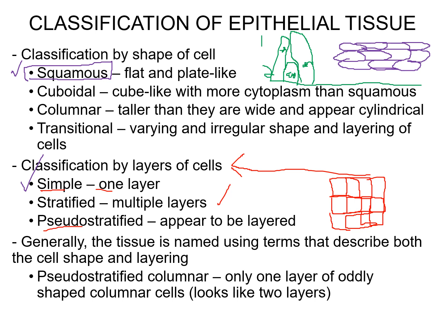If it looks like cubes, we call them cuboidal. So take a look where I have all those red squares. We have 3 layers of red squares. Since we have more than one layer, we call it stratified. And because they're cube-like, they're cuboidal. So this is a stratified cuboidal tissue that I drew. If they're rectangle in shape, not squared, or more cylinder-like, they're going to be called columnar cells. And they look kind of like columns, so longer than they are wide.